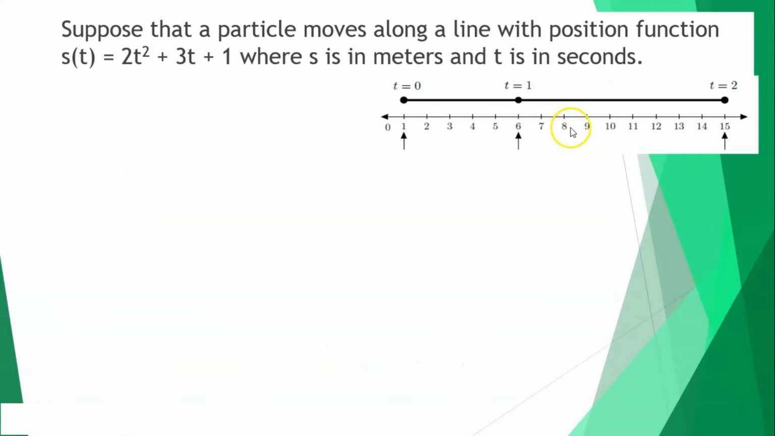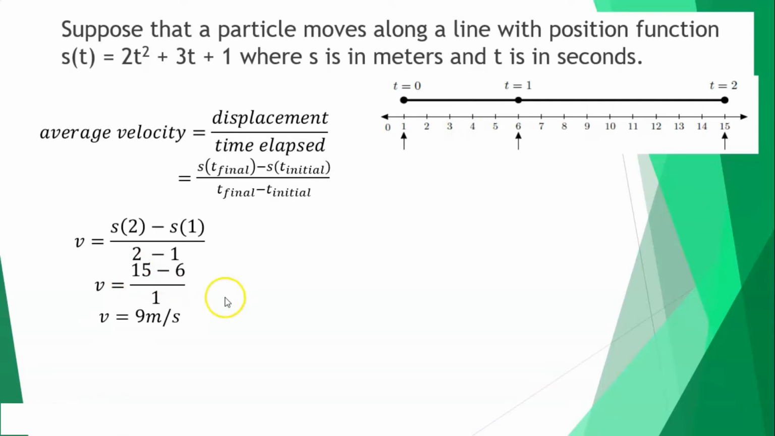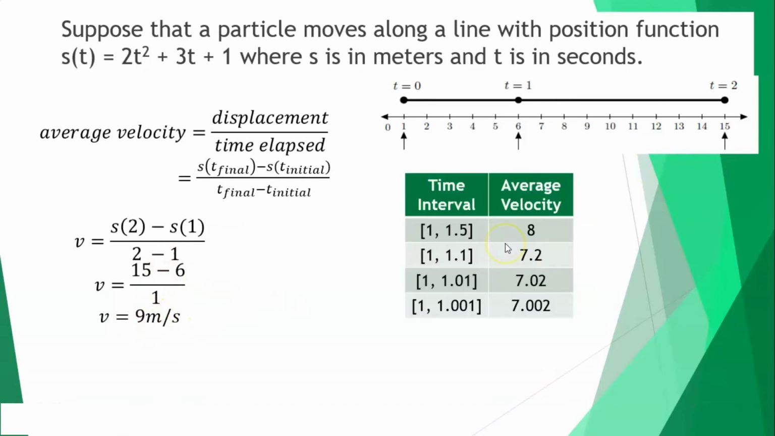So take note of that. Now, the same given. To get the average velocity, that would be displacement over time elapsed. So what's the velocity from 1 to 2 seconds? Meaning, what is the speed? With that, s of 2, that would be 15 minus 6 over 2 minus 1. So the velocity from 1 to 2 seconds would be 9 meters per second. So take note of that.